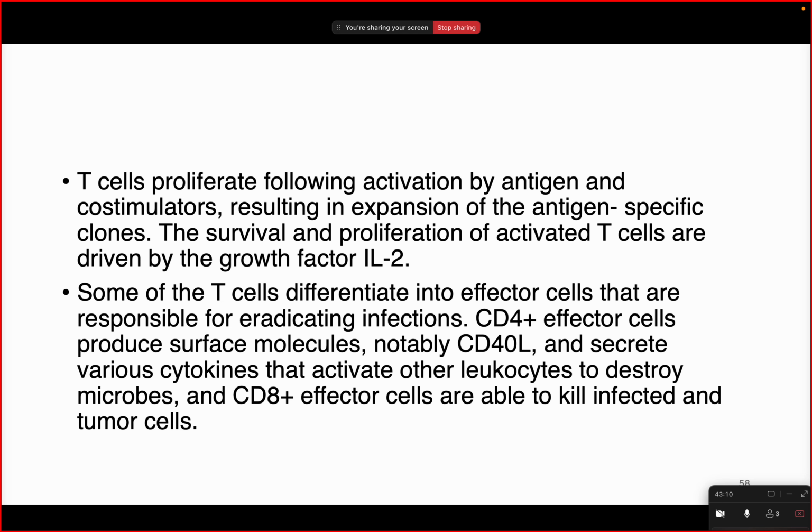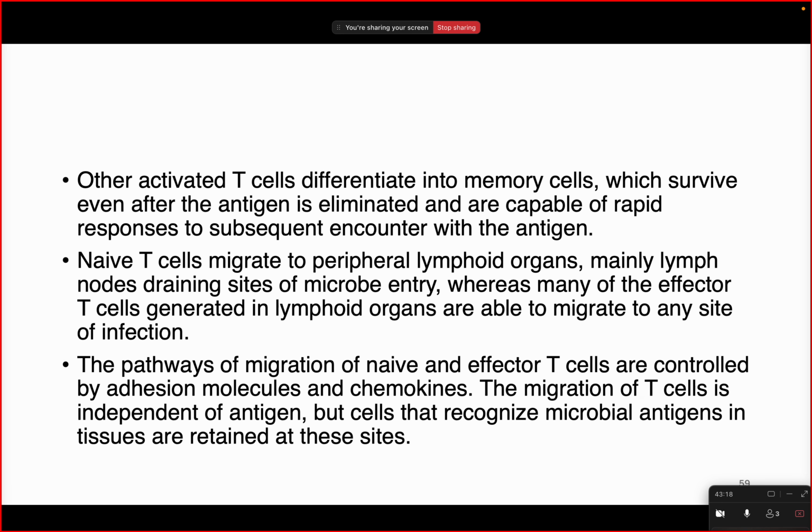CD4 positive effector T cells produce cytokines and surface molecules such as CD40L to secrete different cytokines and do their function. Other activated T cells differentiate into memory cells, which survive even after the antigen is eliminated.